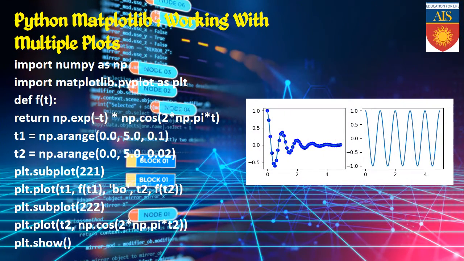Next option is what? Working with multiple plots. That means in NumPy and pyplot, we can work with multiple plots. How can we do that? Import numpy as np, import matplotlib.pyplot as plt, def f(t): return np.exp within bracket minus t into np.cos, then within bracket 2 into np.pi into t.